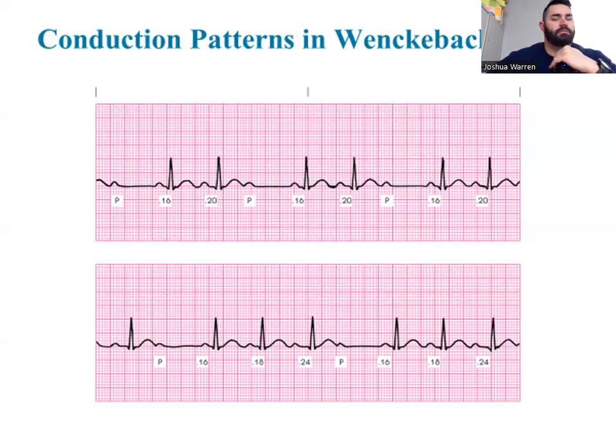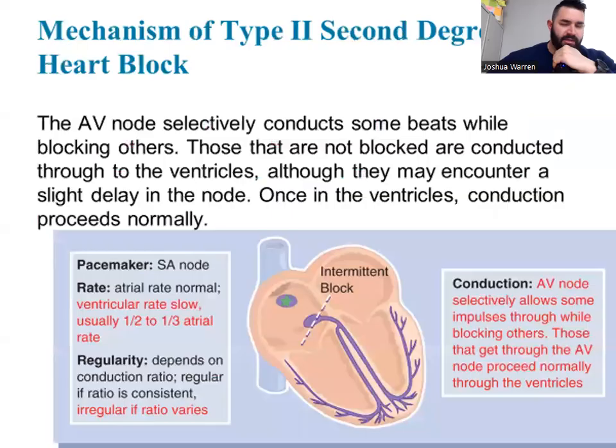Everybody clear? Cool. Now, a second degree type 2 is a higher tier block. This guy is going to completely block a lot of the impulses coming out of the atrium. The ventricular rate will slow to about a half or a third of the atrial rate. So the atria is still pumping like it's supposed to, but the AV node is just not letting that impulse travel to the ventricles.